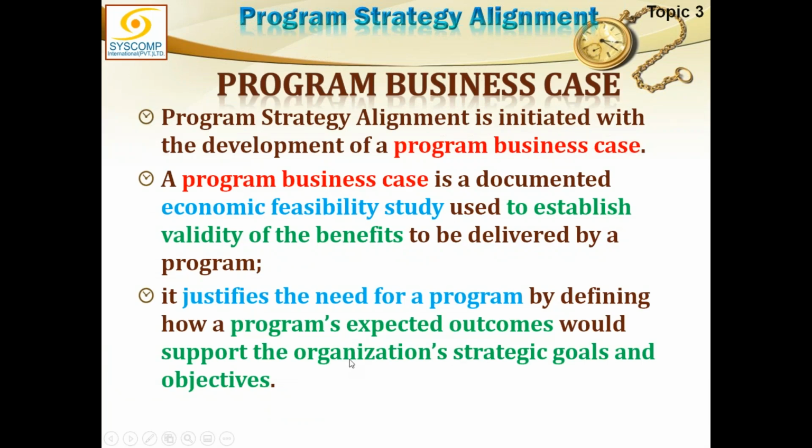Program strategy alignment is initiated with the development of a program business case. So the story basically starts with a program business case, and this is a document which provides us the economic feasibility. So you can say that when we talk about business case, we are talking actually about the economic feasibility study. So business case may be called a feasibility, or may be called as having included the economic feasibility study used to establish validity of the benefits to be delivered by a program.